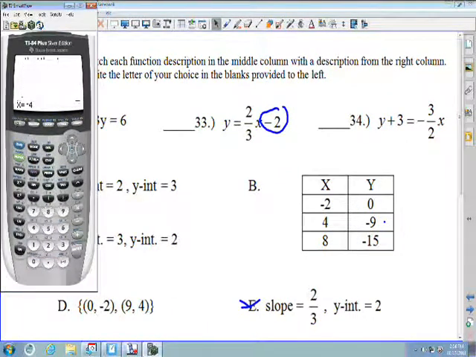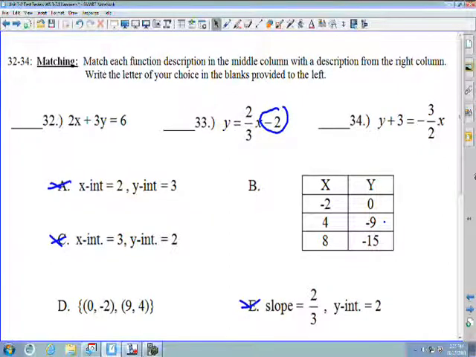Go to y equals, put in there 2/3 x minus 2. Second graph. Let's look and see if there's 0, negative 2. Yes. What about 9/4? There it is, 9/4. So I know D is the answer to number 33. So let's go up here. This is D. Let me erase all these other marks here. Okay, so we have now used D.